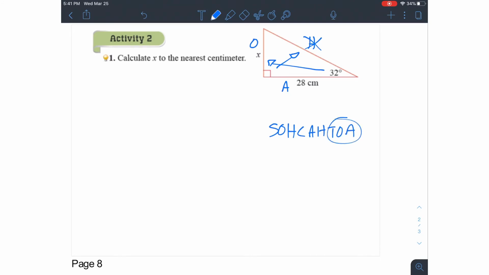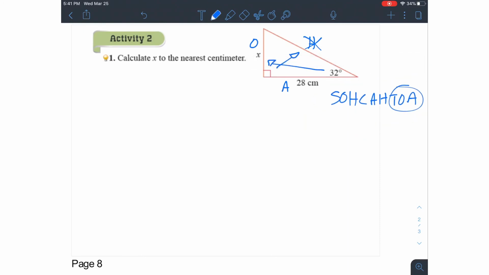means that we have to do tangent. So we're going to write tangent of our angle, 32 degrees, equals, and then opposite over adjacent, x over 28. We're going to put it over 1. We're going to cross multiply. So we get 28 tangent of 32.